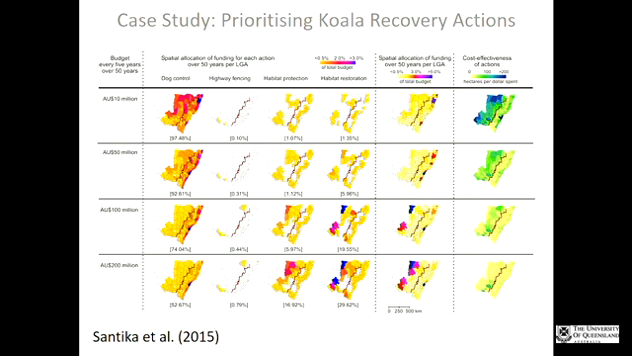These are again using GIS to visualize those. I'm not going to go into it too much, but the darker the color, the higher the allocation of funding to different areas. So we can use that to look at priorities.